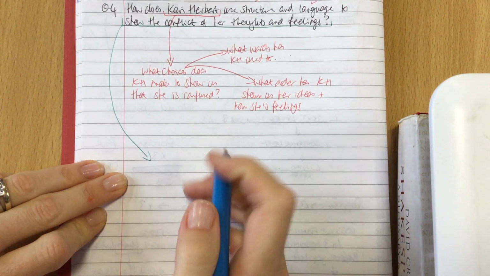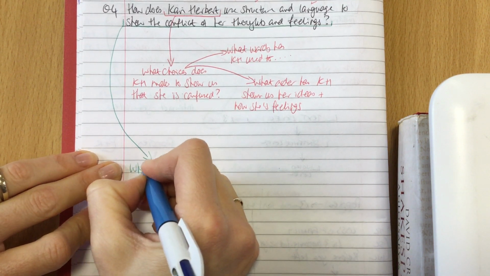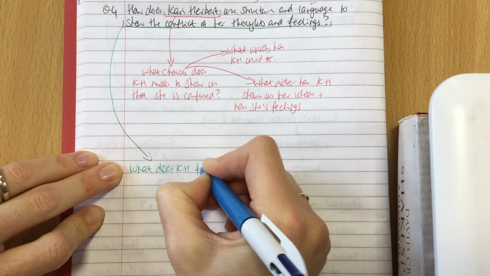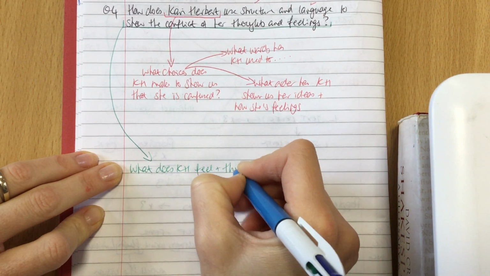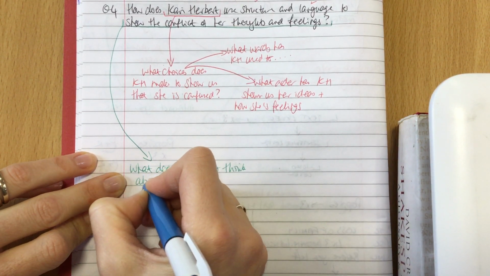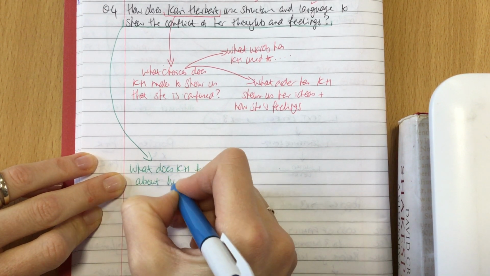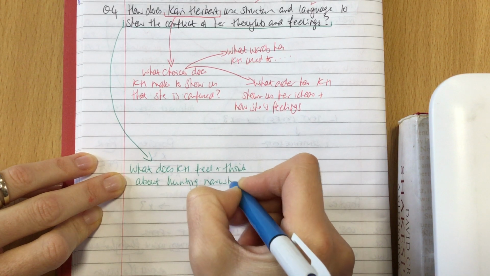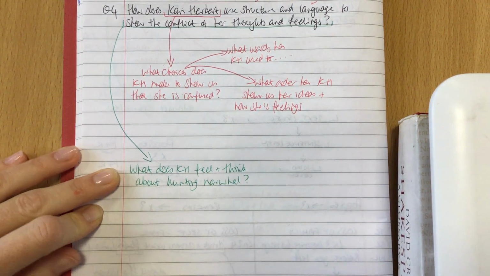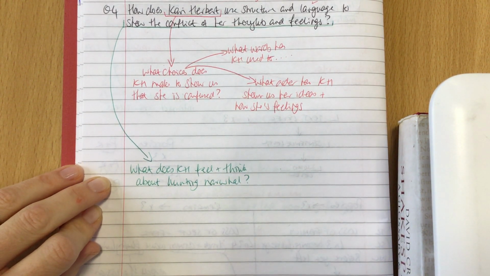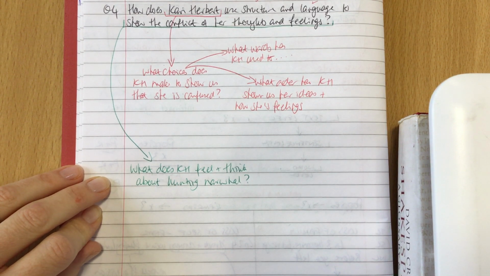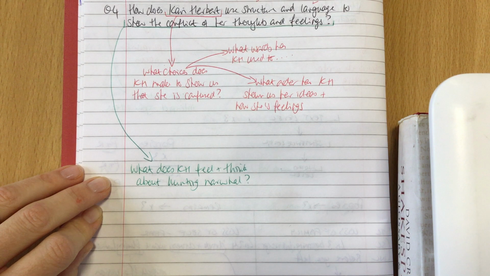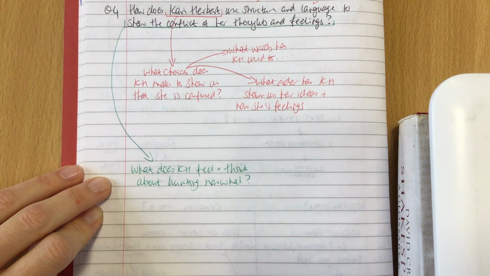Okay. This is about, so what does Kari Herbert feel and think about hunting narwhal? She feels one thing and she thinks another, doesn't she? What does she feel? Mixed emotion. Kind of mixed.